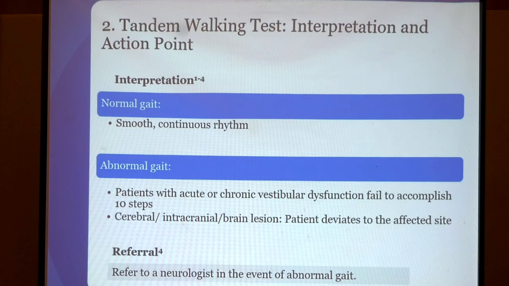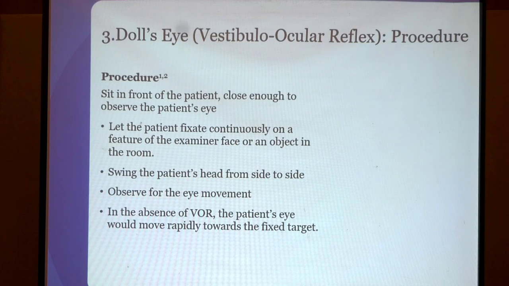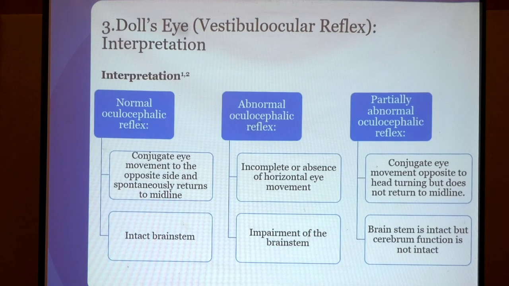And then again, you diagnose and send it to the neurologist, who will take the further plan of action. Then the vestibulo-ocular reflex, the doll's eye movement interpretation. Normal oculocephalic reflex: conjugate eye movement to the opposite side and spontaneously returns to the midline, intact brainstem. In an abnormal oculocephalic reflex, there is incomplete or absent horizontal eye movement, impairment of the brainstem. Here Dr. Srinivas' role comes in very handy. He has all the devices made and has made our life very easy. The device tells you the interpretation, vestibulo-ocular reflex and all those things.